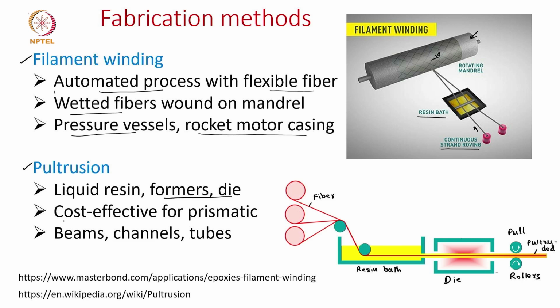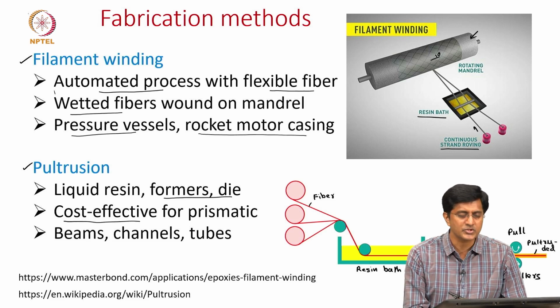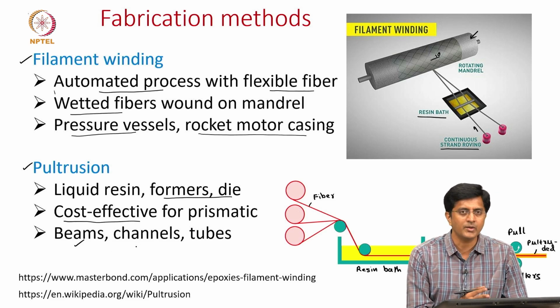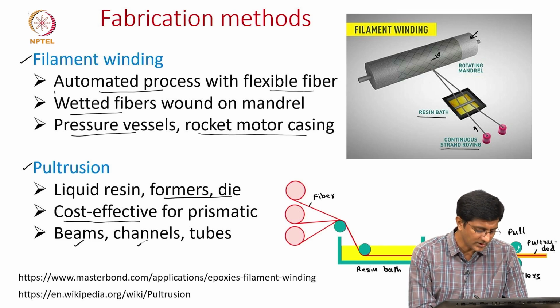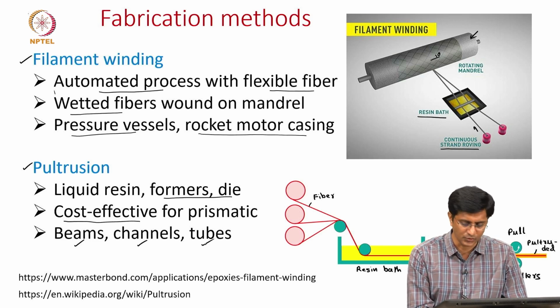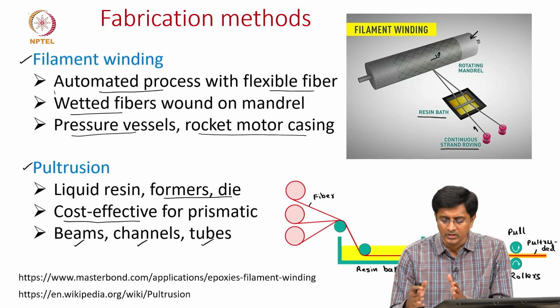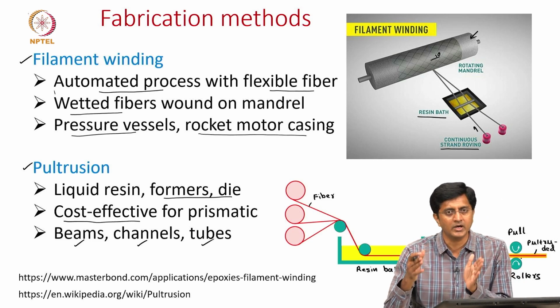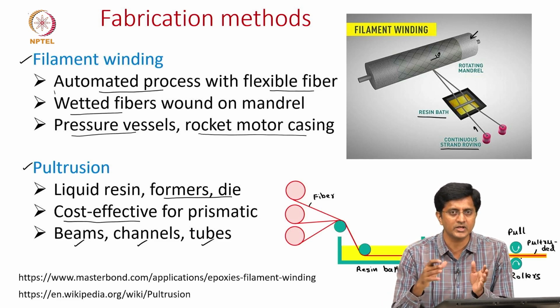So, this is a very cost effective process, that is the reason why this is used in the industry. So, this is suitable for prismatic products such as the beams, it can be I beam or a T beam, and then the channels as well as hollow tubes. And the advantage of this process is when it is being pulled, it can be cut to the final desired shape. So, it has a good surface finish as well as it can be cut to the required shape during the manufacturing process itself.